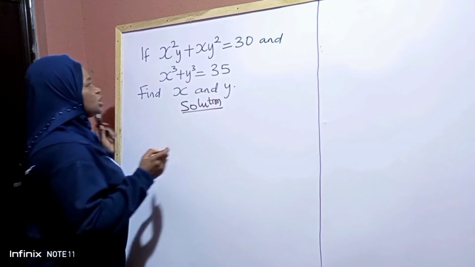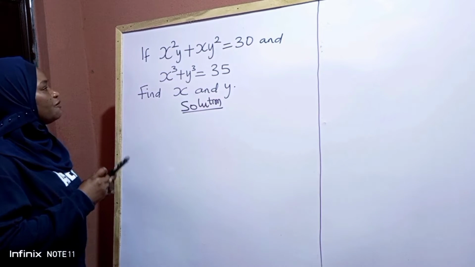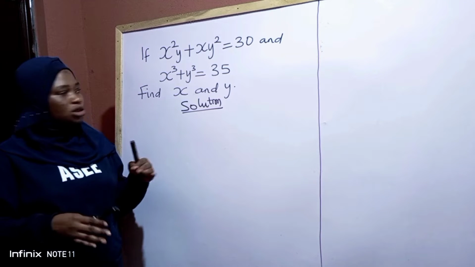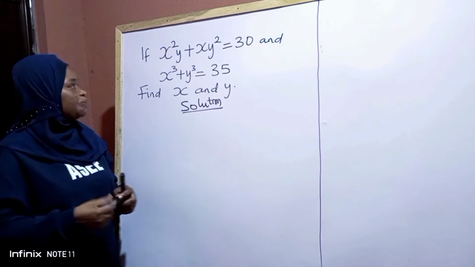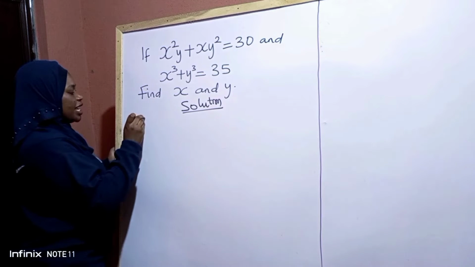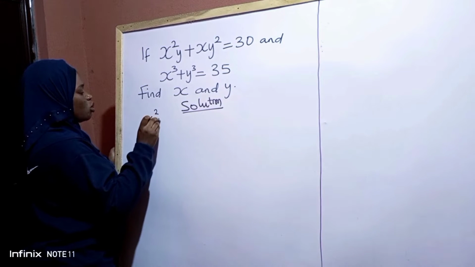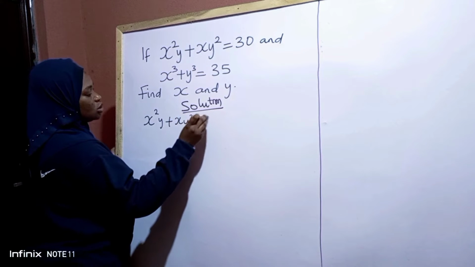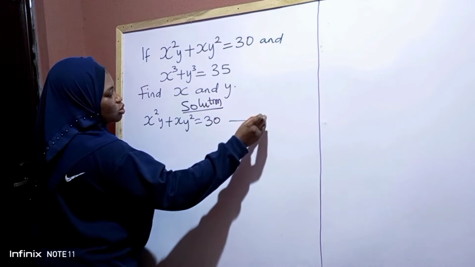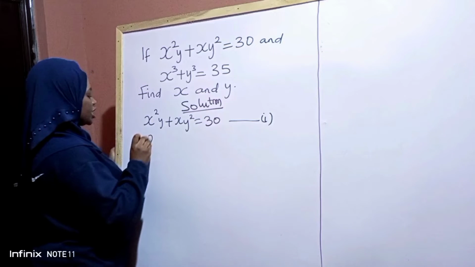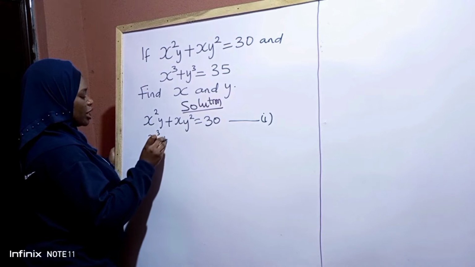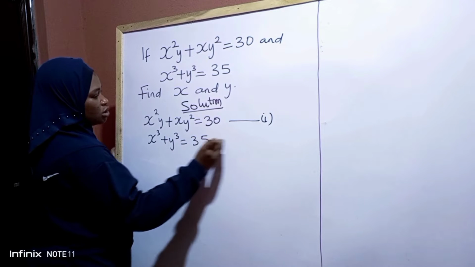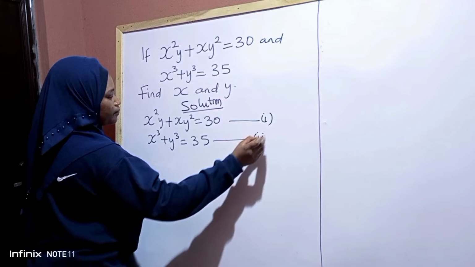What you need to do is find a way of manipulating these equations. Let's call x squared y plus xy squared is equal to 30 equation 1. So x cubed plus y cubed is equal to 35, we're going to call that equation 2.